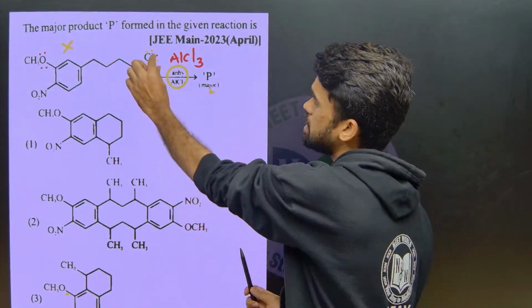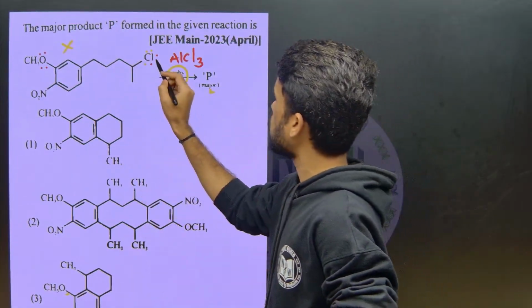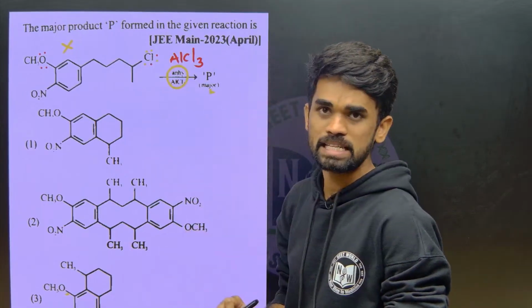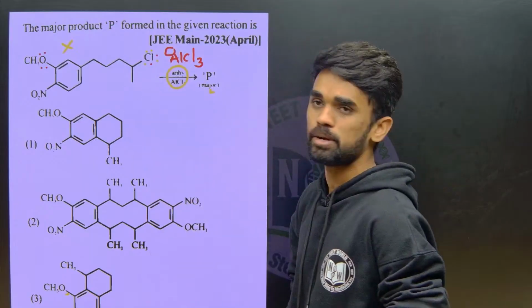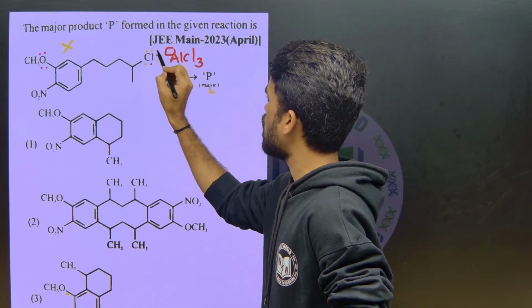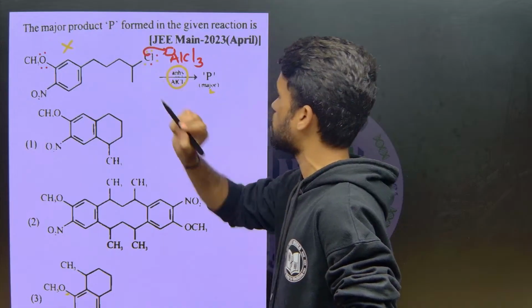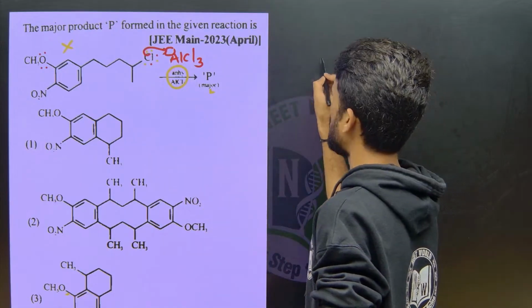So this is the one reactive site we have. Chlorine has more affinity towards this AlCl3, as it has lone pair electrons, and aluminum has a vacant orbital. So to this vacant orbital, the lone pair electrons of chlorine are donated. Okay, so we will get a complex like this.